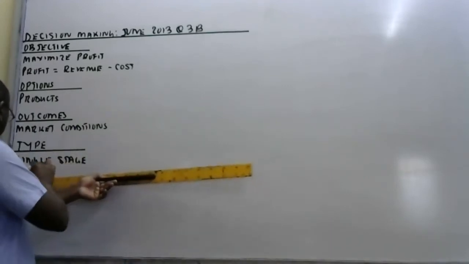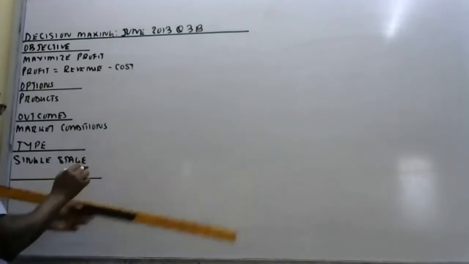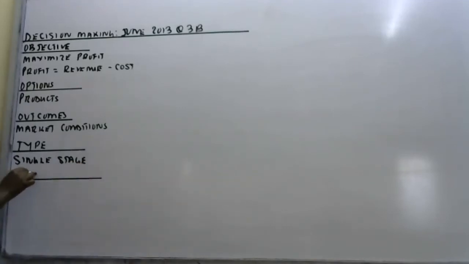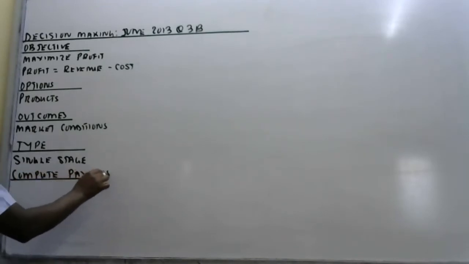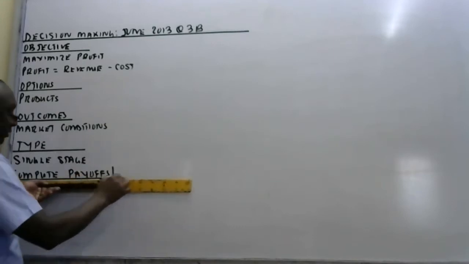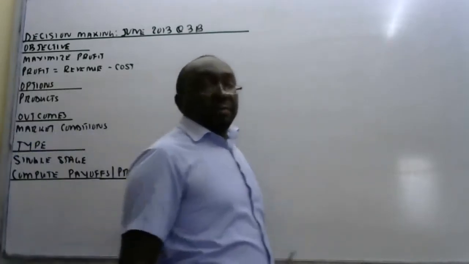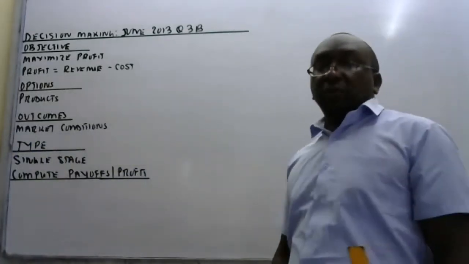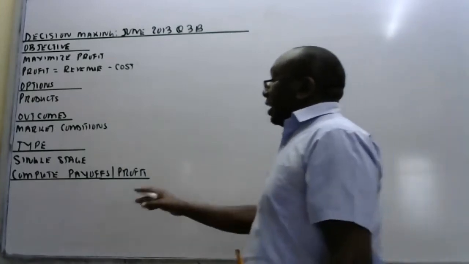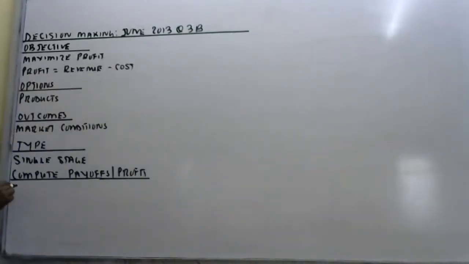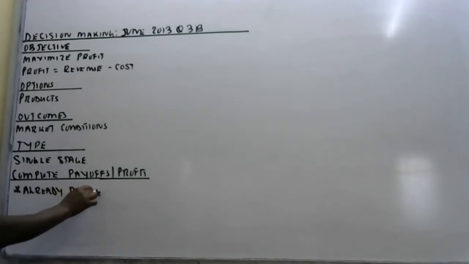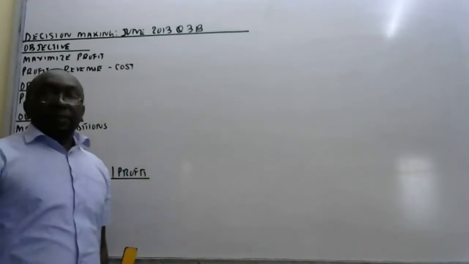Then from there, after you know the type, you now compute the payoffs. Payoffs is the other word for profits. You compute the payoffs, you come up with a formula that will give you that. Like now in this question it is already provided, so we are not computing.